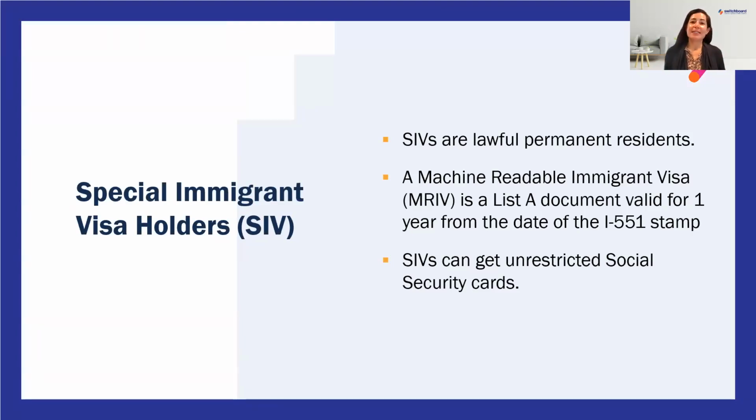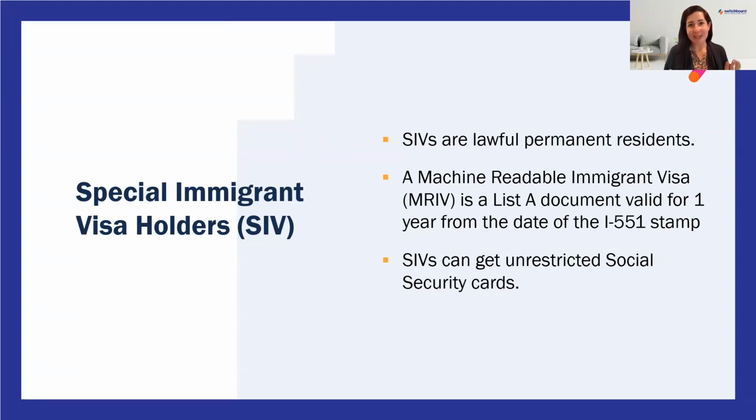So for the SIVs, as I had explained, they might have that machine readable immigrant visa, and it's the stamp. That's the date that you care about because it's usually valid for 1 year from the date of the stamp. But your SIV clients can get unrestricted social security cards. And so if they have an ID and they have that unrestricted social security card, they don't need to show their machine readable immigrant visa. They don't need to show an immigration document. That's sort of like the take home point for all of this.